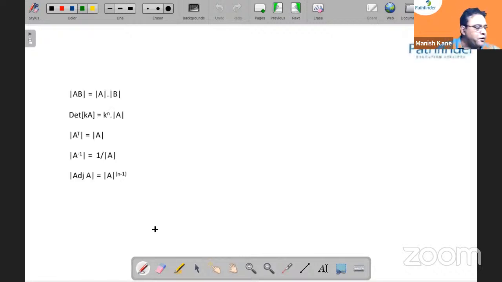Now remember these properties. A question on this came in IPMAT Indore last year or the year before last. Suppose I give you the determinant of A, where A is a matrix, and the value of its determinant is 3, and A is a 3 cross 3 matrix.